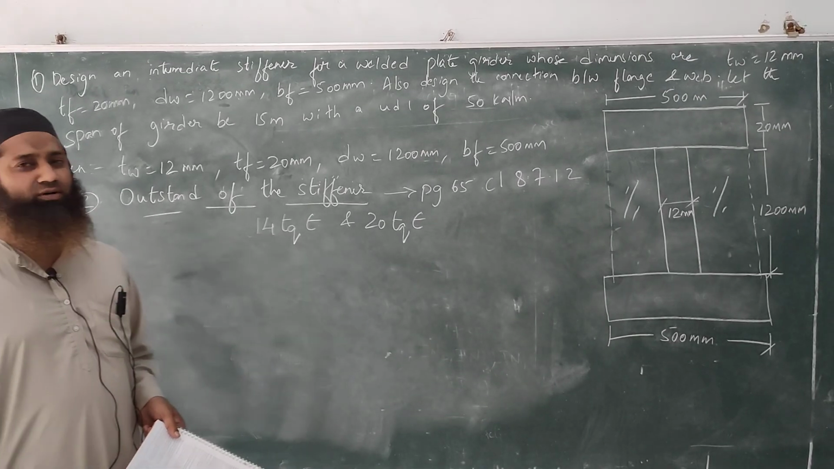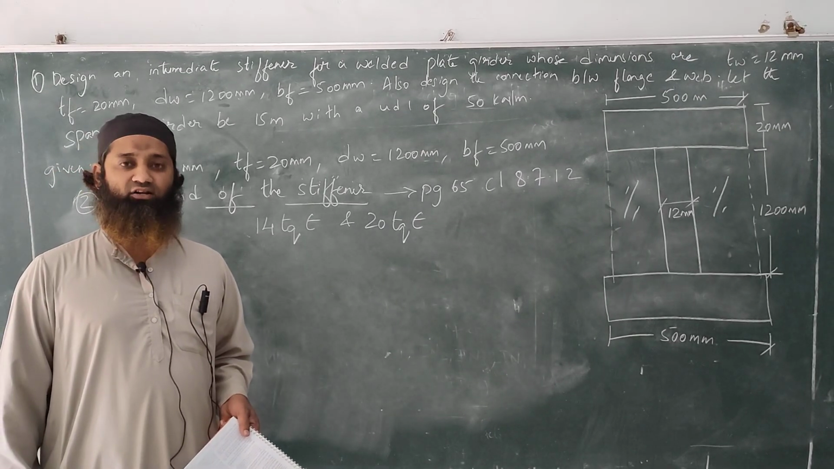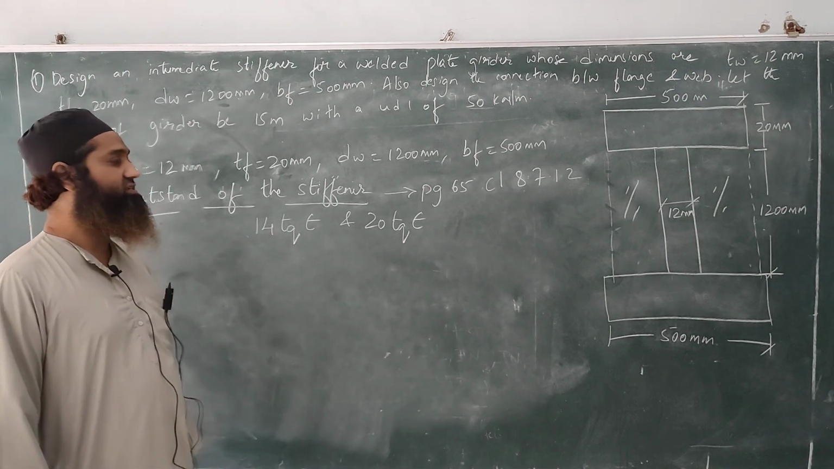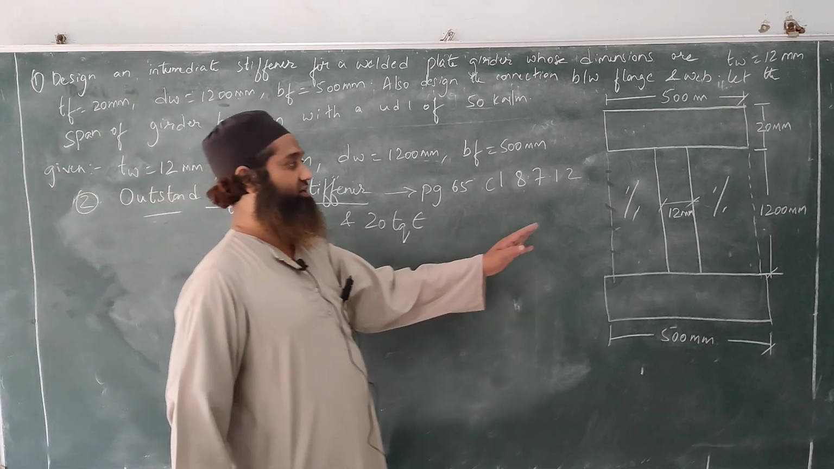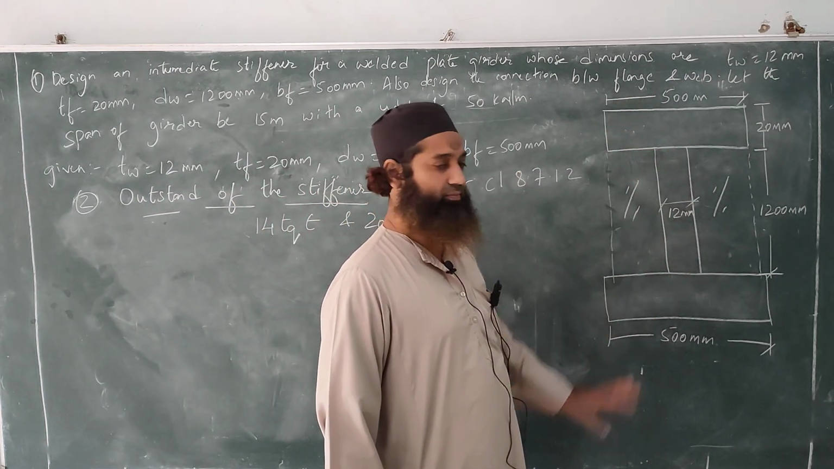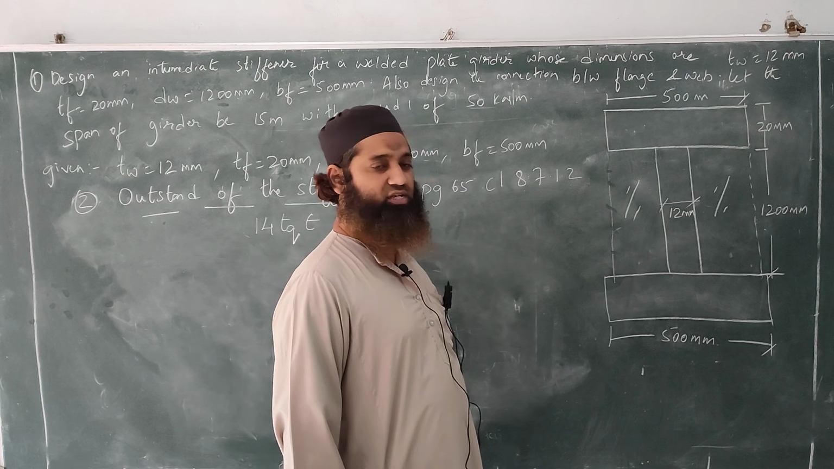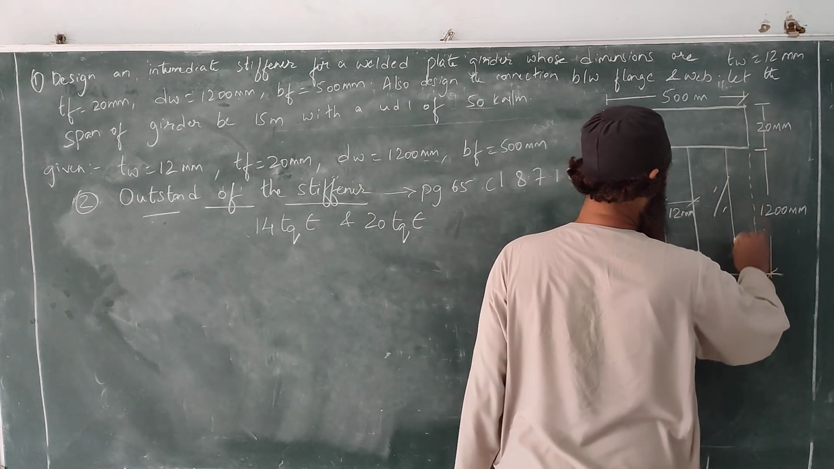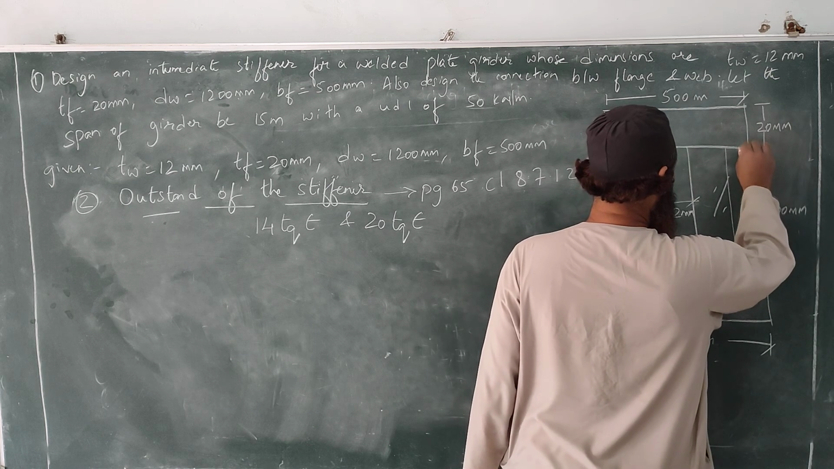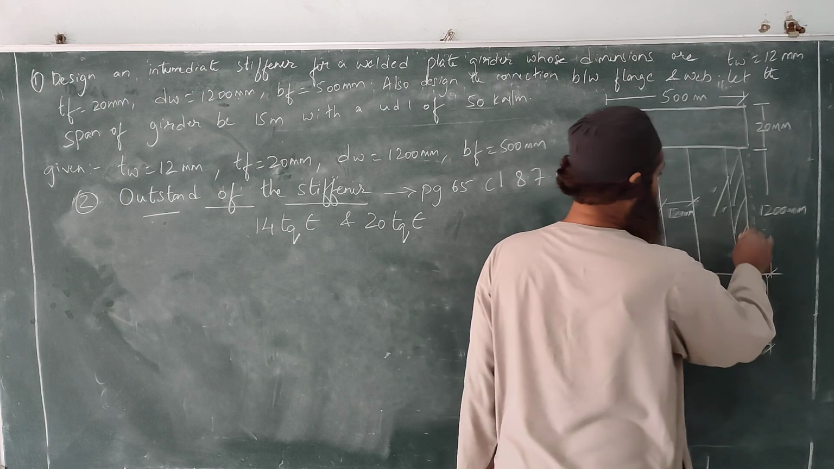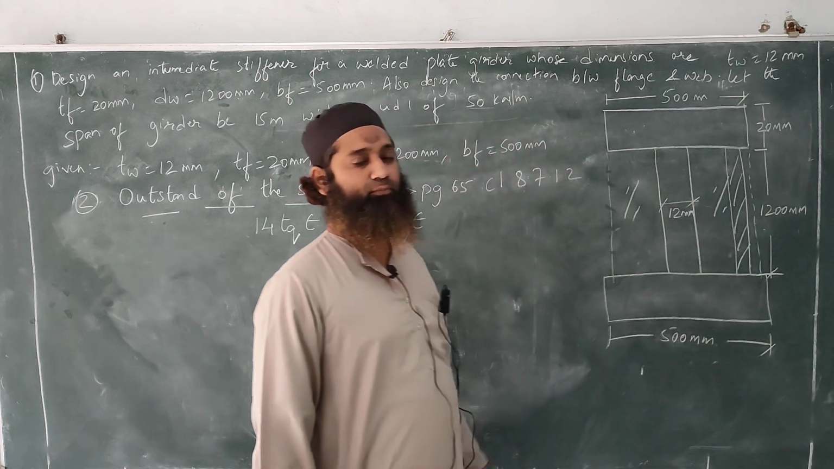Now you must be imagining what does outstand of the stiffener mean. See, if this is our plate girder, this is my web, and this is my flange. What I am trying to do is provide a stiffener somewhere here. This is my stiffener, a vertical stiffener, which I am providing here.